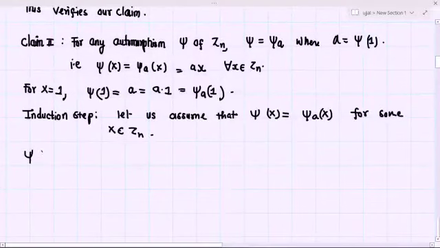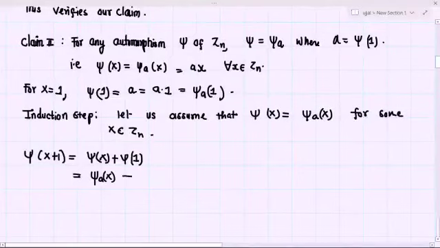In order to show that, if I look at psi of x plus 1, since we have assumed psi to be an automorphism of Zn, it is operation preserving. So I can write this as psi x plus psi 1. And psi x, we already know, is the same as psi A x, from our induction hypothesis. And psi 1 is the same as A. So this is Ax from our definition of psi A, plus A. This is the same as A times x plus 1. So psi of x plus 1 is of the form A times x plus 1.